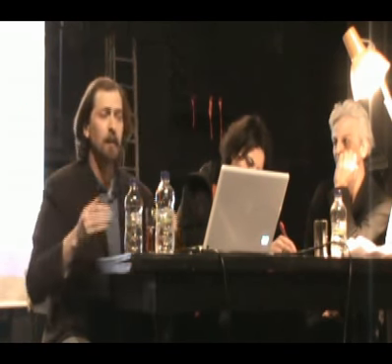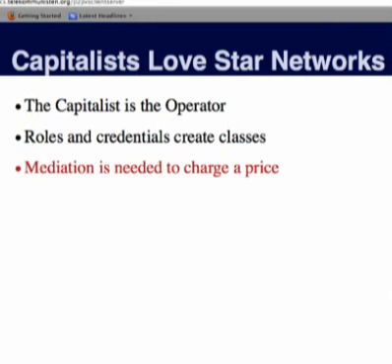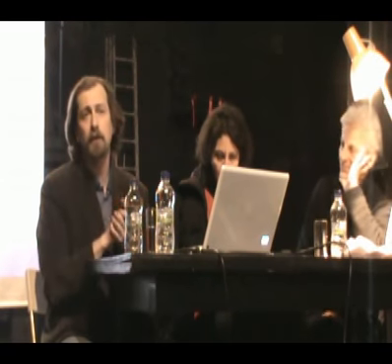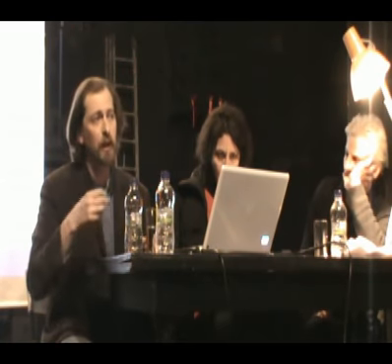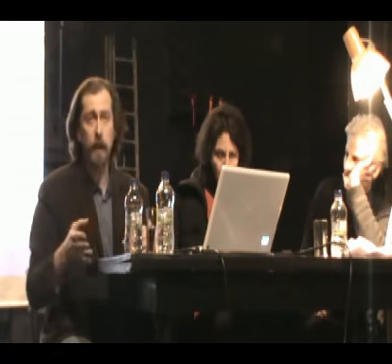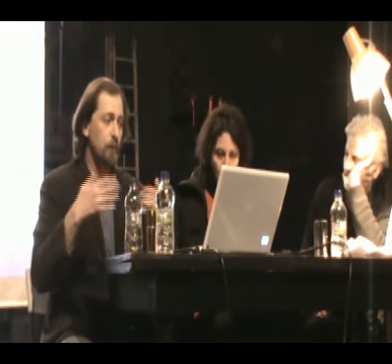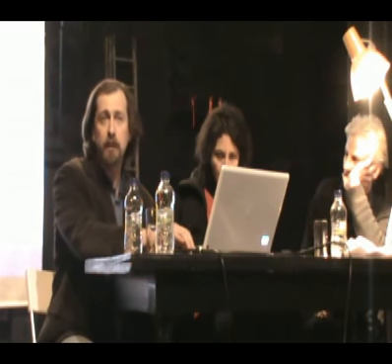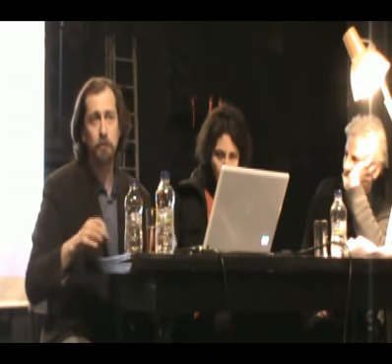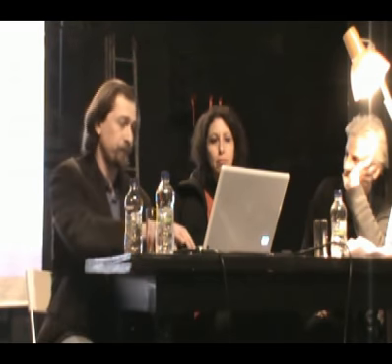Now, capitalists love star networks, right? Because the capitalist is the operator, roles and credentials create classes, and mediation is needed to charge a price. So if you ever had an account on a server, you know there are different kinds of users on that server. They have different permissions, and those are granted by the operator. So certain users can carry out certain operations, certain users can't. A star network makes this possible, which is quite liked by capitalism. And mediation is needed to charge a price, because if you aren't able to control the interactions between two given users, you can't charge a price for the interactions they may have.